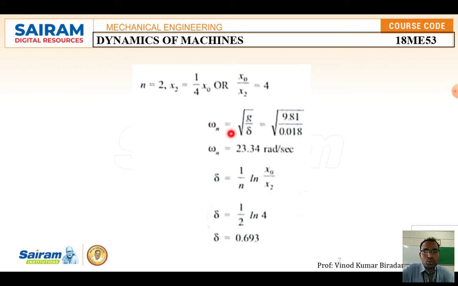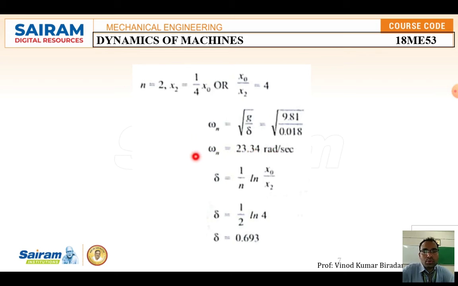So omega n is equal to, normally so far we used root of k by m, but here they gave the deflection, so use this formula: omega n is equal to square root of g by delta. We have g, the gravitational value, 9.81, and delta is equal to 0.018. Substituting, you get omega n is equal to 23.34 radian per second.